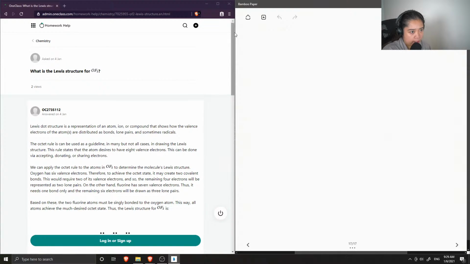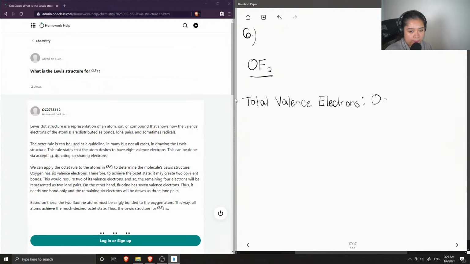Okay, so question 6. What is the Lewis structure of oxygen difluoride? So let's first find the total valence electrons in the molecule. So the oxygen atom contains 6 valence electrons, and a fluorine atom contains 7, and there are 2 of them. So 14 plus 6 is 20.